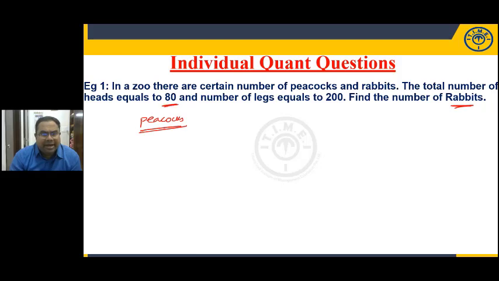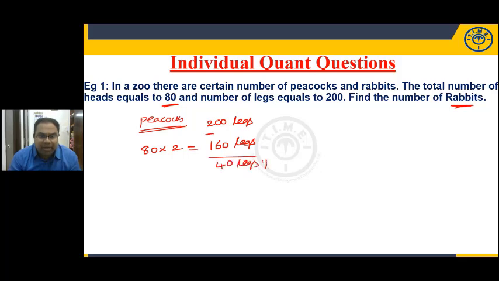How many animals are there? Heads 80 means 80 animals. If all of them are peacocks, 80 into 2, I should have 160 legs. But in my shed, wherever these animals are, I have 200 legs. 200 minus 160, how many extra legs? 40 legs extra. Why am I having 40 legs extra? Because, sir, all of them are not peacocks. Some of them are rabbits.